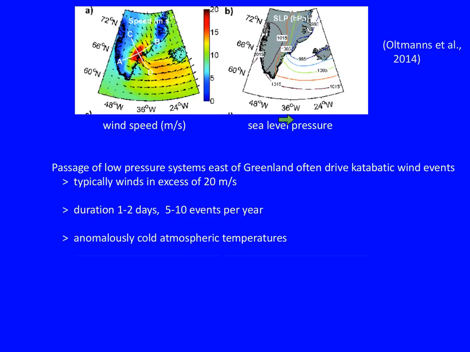They last 1 or 2 days. You might see between 5 and 10 events per year in a given fjord, and I don't show it here, but the temperatures in the atmosphere are very cold. So these are quite strong episodic forcing events.